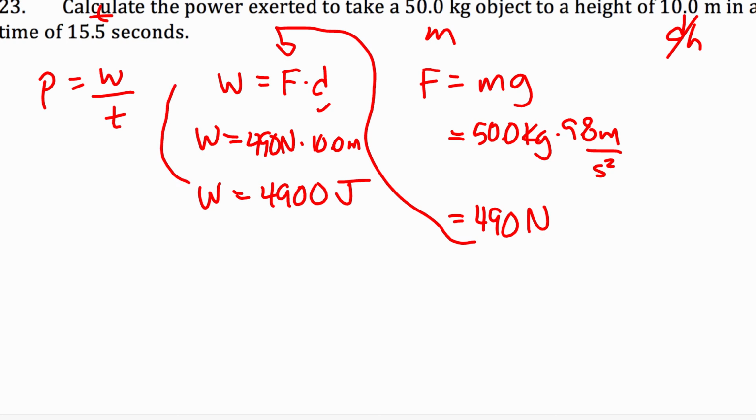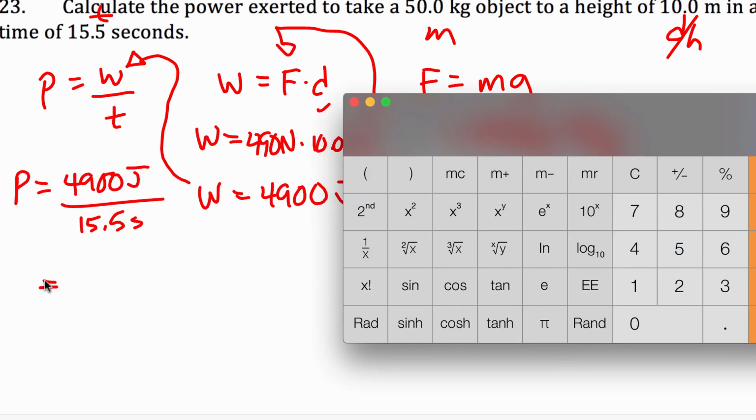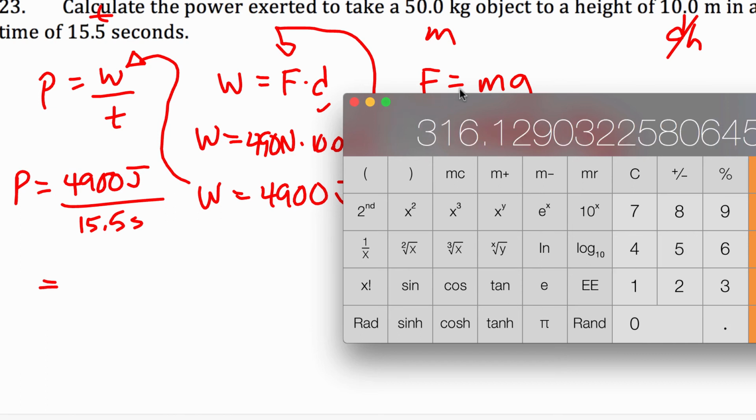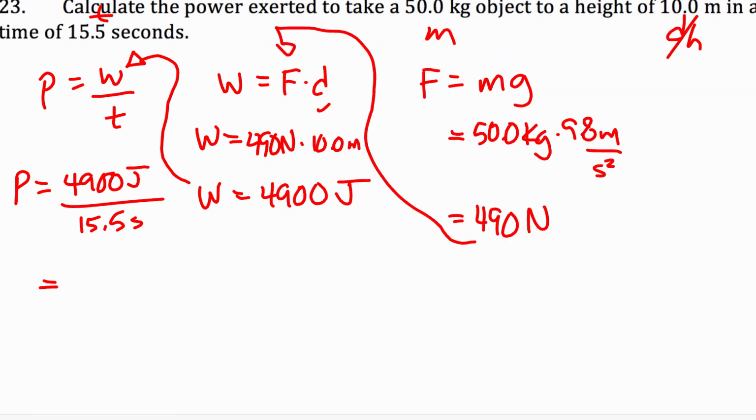Okay, so now I've got work and I can plug it right in there. So power is equal to the work exerted, 4,900 joules of work, divided by a time of 15.5 seconds. And that's equal to 4,900 divided by 15.5. So 316.129 joules per second are watts.